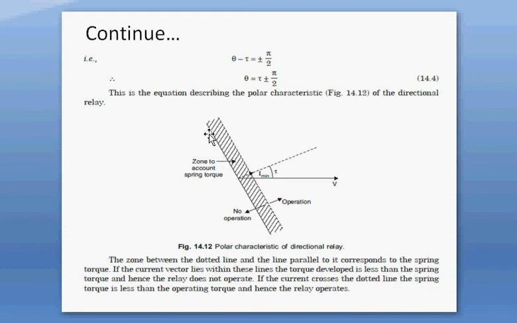Now this is the polar characteristic of the directional relay, obtained from this expression. The zone between this bold line and this dotted line is the zone of spring, and if the current lies in this zone, the relay will not operate. In order for the relay to operate, the current should be greater than the minimum value. It is clear that this region is the no-operation region, and the region after this dotted line is the operating region. Okay, thank you.